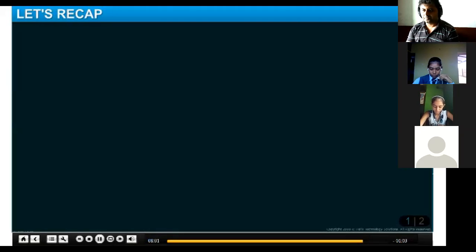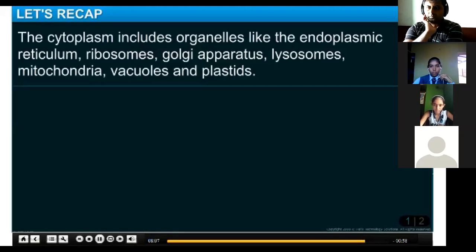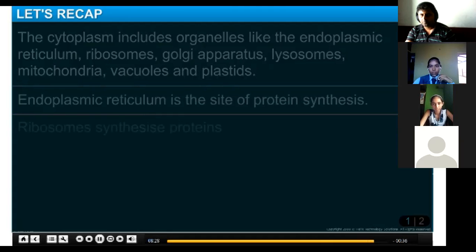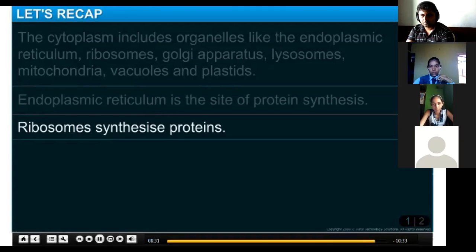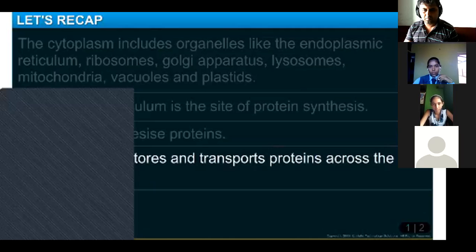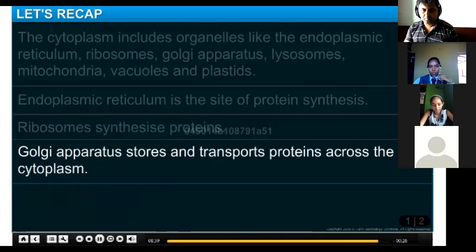In this module, you have learnt that the cytoplasm includes organelles like the endoplasmic reticulum, ribosomes, Golgi apparatus, lysosomes, mitochondria, vacuoles, and plastids. Endoplasmic reticulum is the site of protein synthesis. Ribosomes synthesize proteins. The Golgi apparatus stores and transports proteins across the cytoplasm.